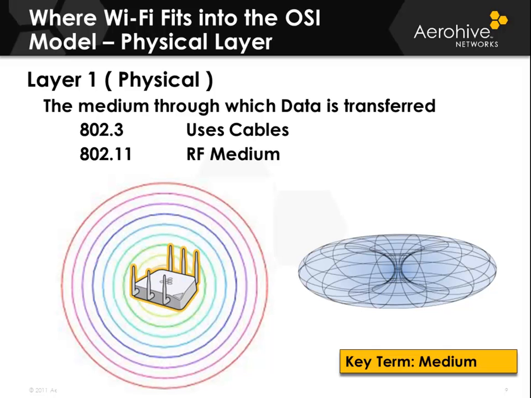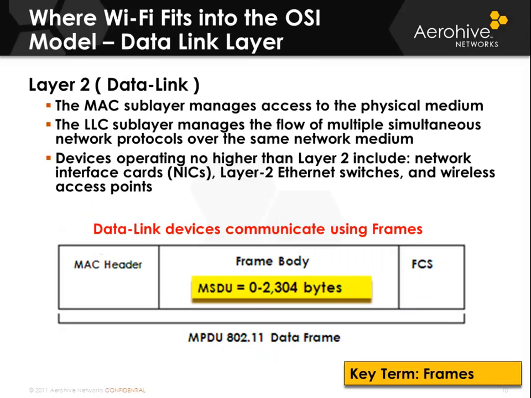The physical media dependent sublayer is the sublayer that actually places data in the medium and takes things from the medium. It is also in a wireless environment where the clear channel assessment occurs. Layer 2, the layer at which we normally are taught about sublayers, has 2 sublayers. The media access control sublayer, which manages access to the physical medium and handing things down to the physical layer convergence protocol at layer 1, and the logical link control sublayer, which manages the flow of multiple simultaneous network protocols over the same network medium.